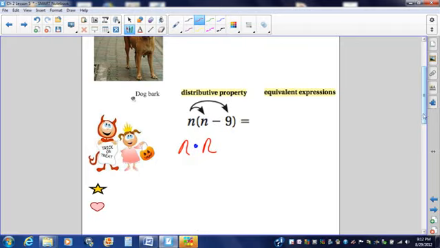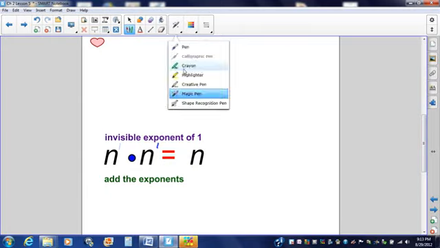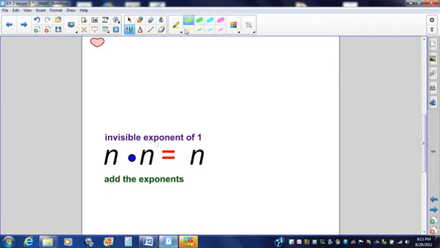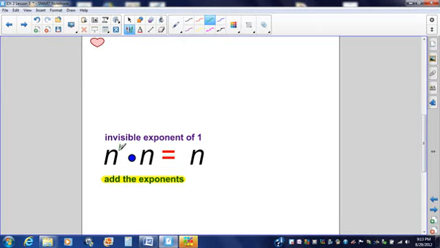Now you got to be very, very careful. When you have n times n, there is an invisible exponent of 1. So please make a note, there is an invisible exponent of 1. So I have an exponent of 1 here, and I have an exponent of 1 here. Your rule that you should write down is that when you are multiplying, you're really adding the exponents. So remember, I had an invisible 1 here and an invisible 1 here. Since I'm adding the exponents, I'm going to simply say 1 plus 1.